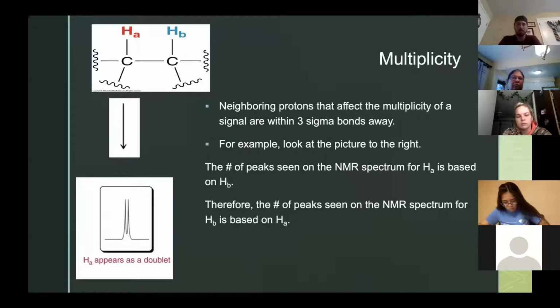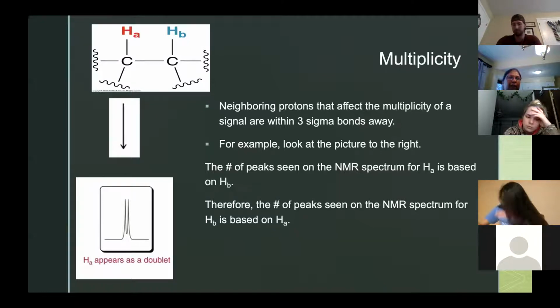So when I'm talking about neighboring protons, let's look at HA here. The neighboring proton that's going to affect HA is going to be HB. Therefore, since there's only one proton affecting it, it's going to appear as a doublet. It's going to have two peaks. And it follows the N+1 rule, where you take the number of neighboring protons that are affecting it plus one, and that's how many peaks you're going to have.